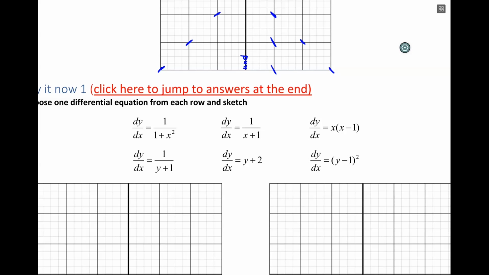So this is just to get you going on what a slope field is, but I do want to work on what does it mean once you've got that picture going on.